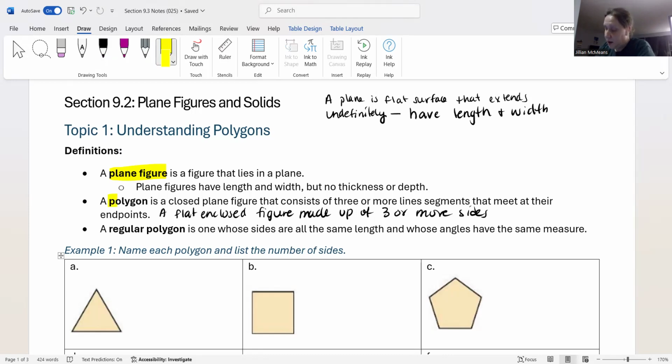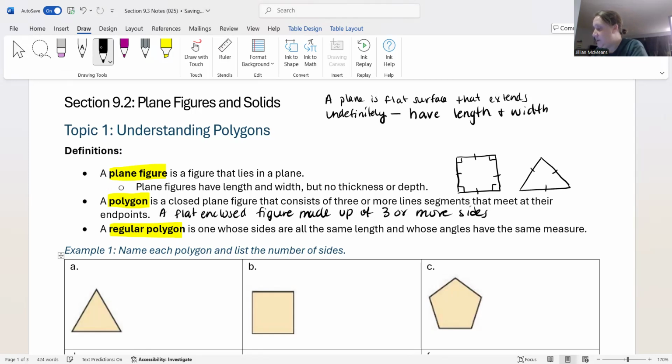Now, a regular polygon is a special type of polygon, and it's one whose sides are all the same length and whose angles all have the same measure. So let's think about that. Imagine a 4-sided figure. Generically speaking, 4-sided figures are called quadrilaterals. So imagine a 4-sided figure where all of the sides have the same length, hence a square. When you have a polygon, all of these inside corners where the endpoints meet create angles. So this is a little angle here, here, here, and here. If you have a regular polygon, all of those angles are going to have the same measure. So a regular polygon in the world of quadrilaterals would be a square. If we're dealing with a triangle, we would have a triangle like this, where all of the sides have the same measure, and all of the angles would have the same measure.